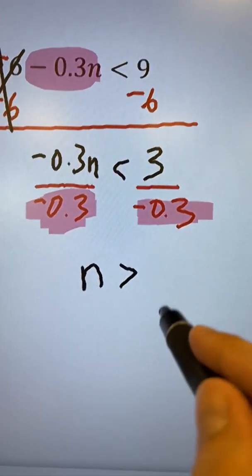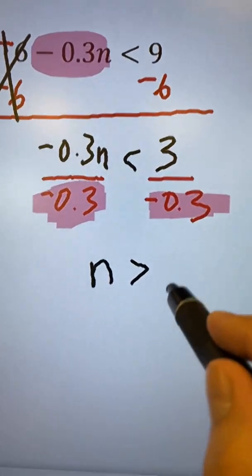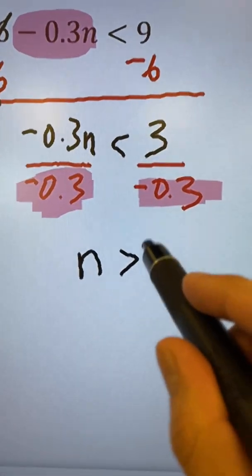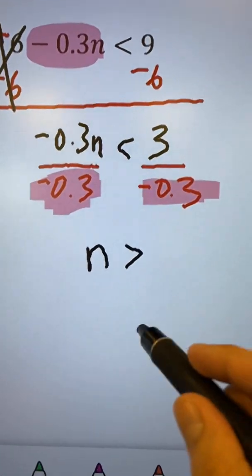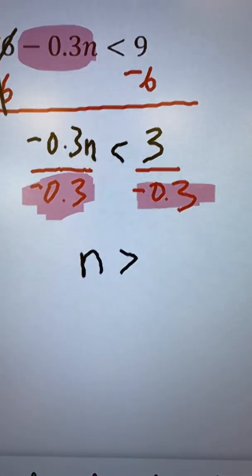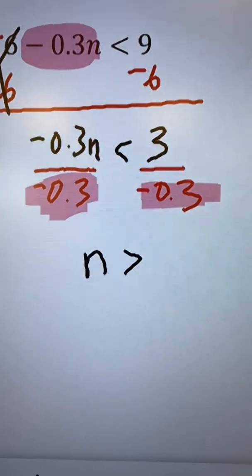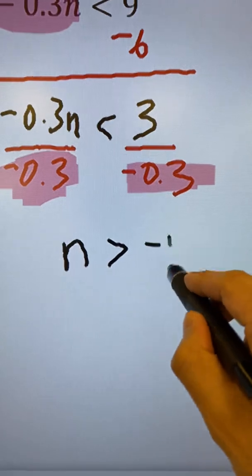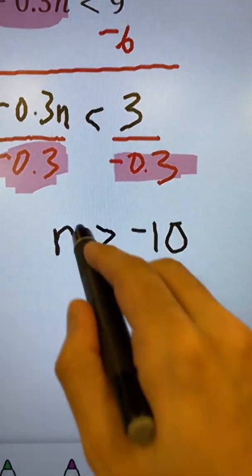Otherwise, you're going to make mistakes over and over. So take the time to learn why we flip it. That way you prevent future mistakes, and that way you save time and you can continue making progress in math. So when I divide this out, I'm going to get negative 10, and that's my solution set.